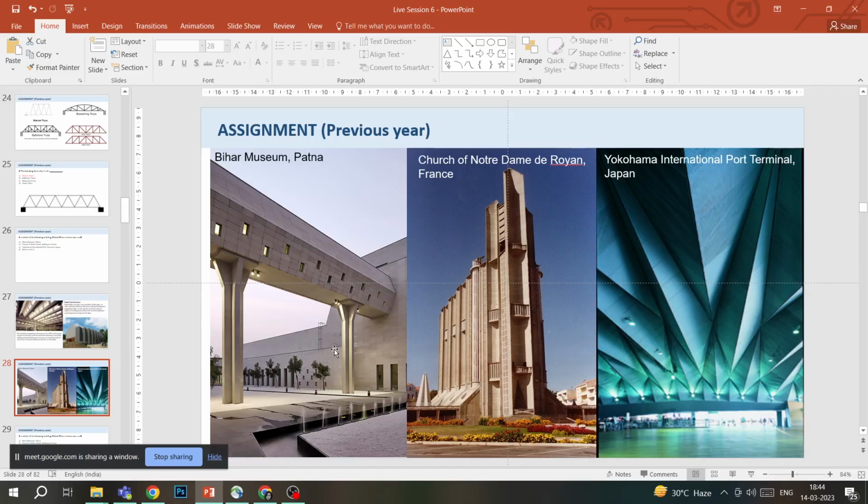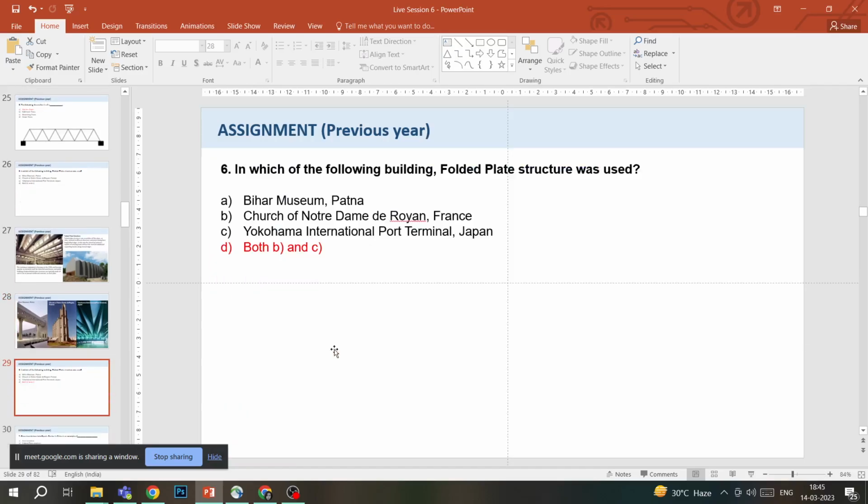While in Church of Notre Dame de Royan, you can see the folded plate being used in the wall surfaces, and in the Yokohama International Port Terminal, you can see folded plate being used in the entire surface of the roof. So our answer would be both B and C, both Church of Notre Dame de Royan, France, and Yokohama International Port Terminal, Japan. They both have folded plate structures.